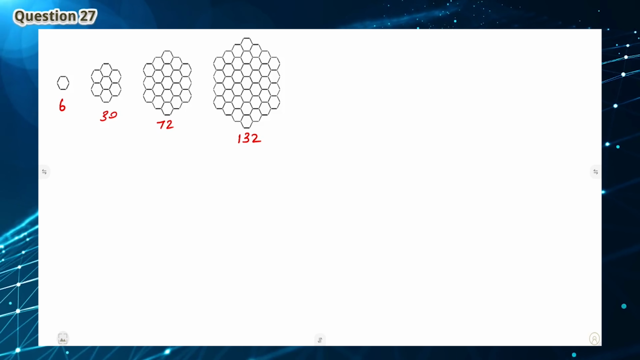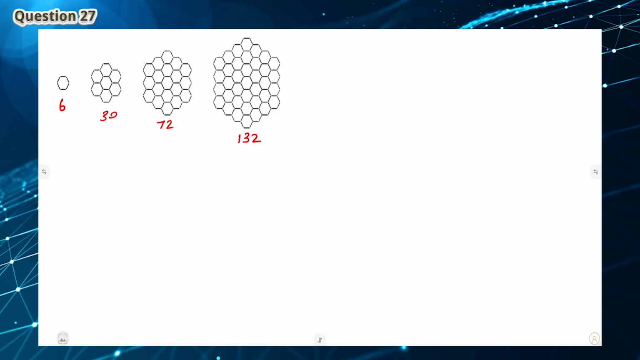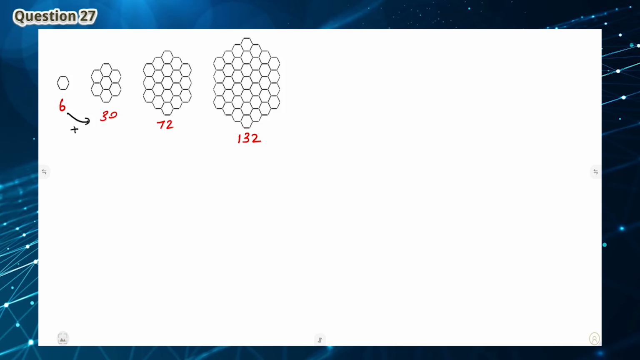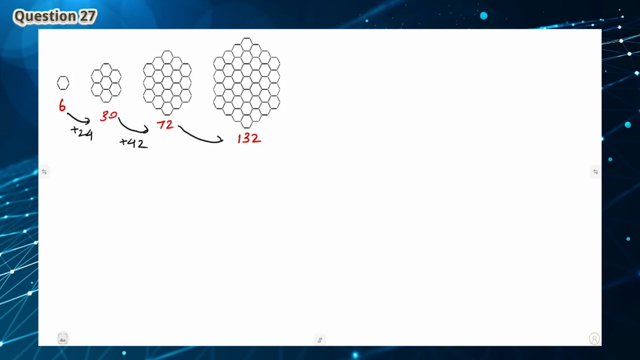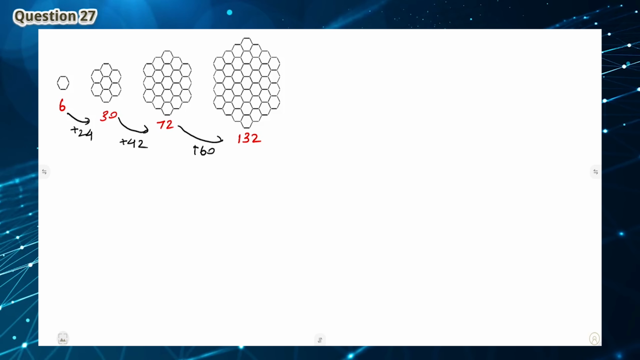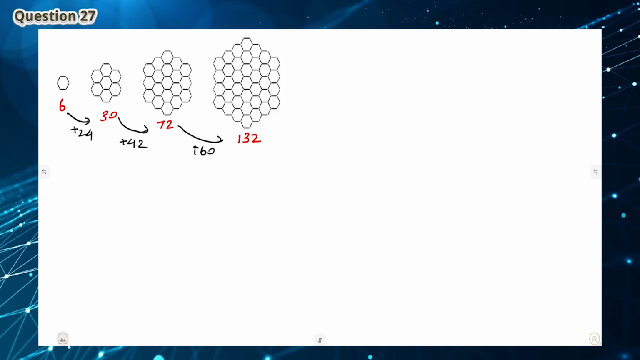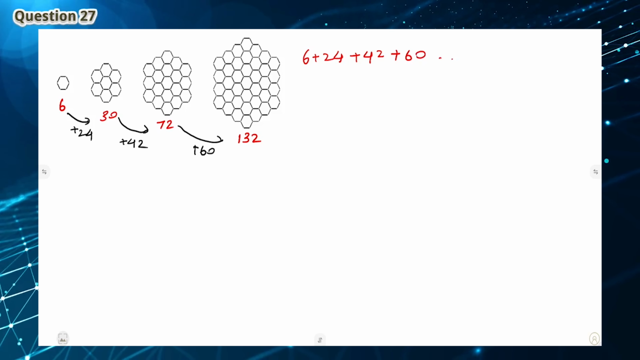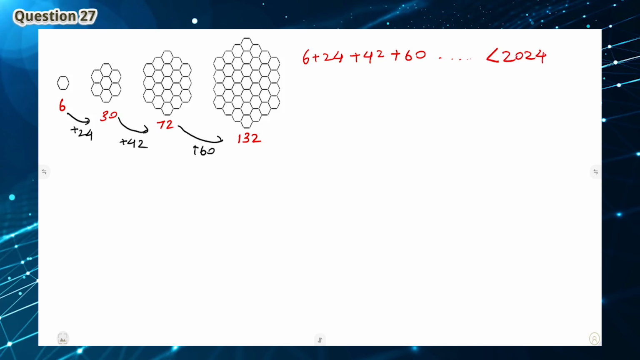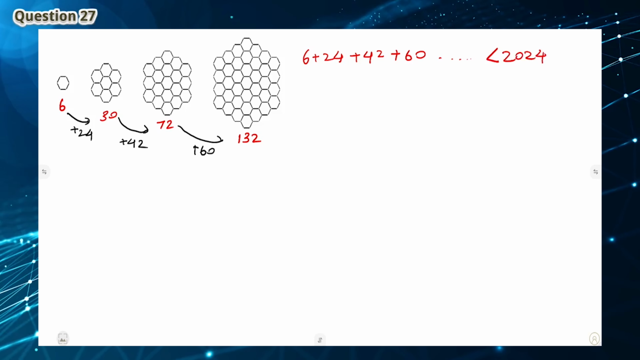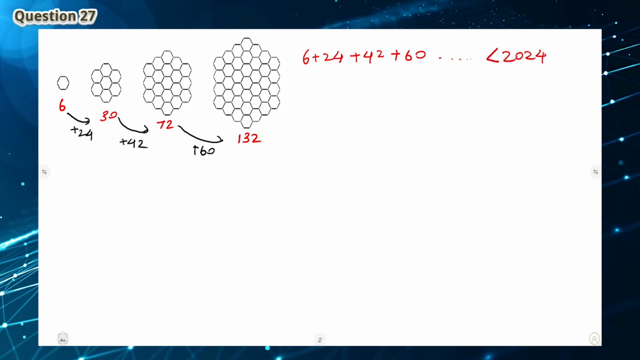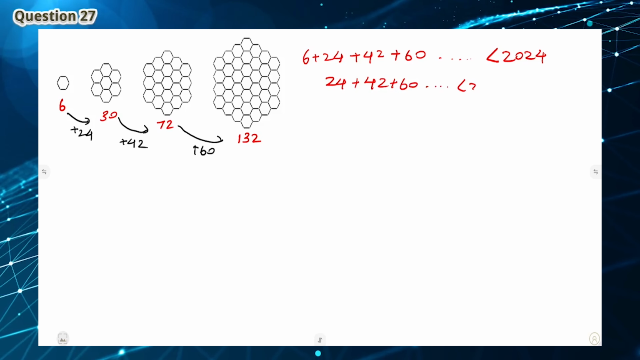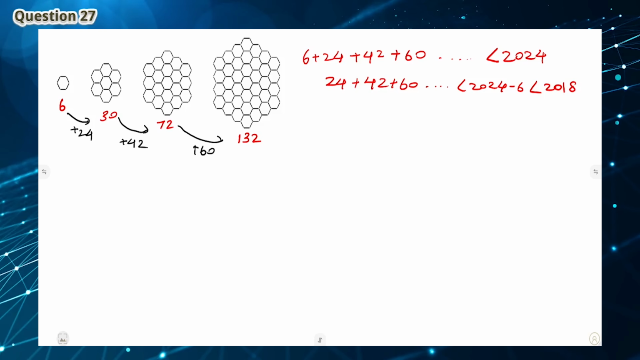We find that there's a clear pattern between the number of rods. As you move up in the pattern, the number of rods goes up by 24, 42, and 60. And between these additions, there's an addition of 18 each time. As you can see, we can write an equation. 6 plus 24 plus 42 plus 60 all the way to an unknown number has to be less than 2024 rods. We can move 6 to the other side to get this equation.